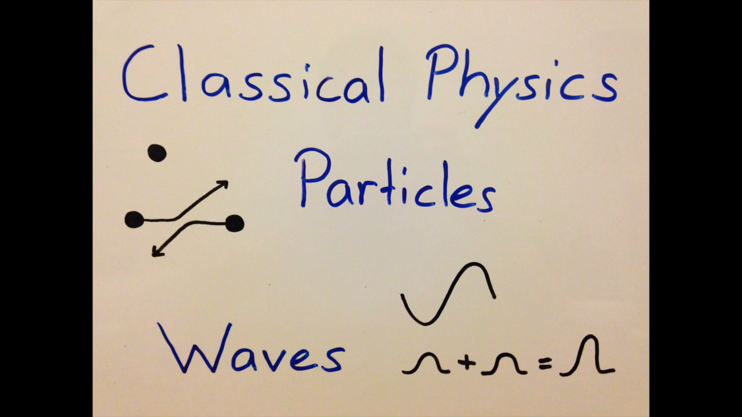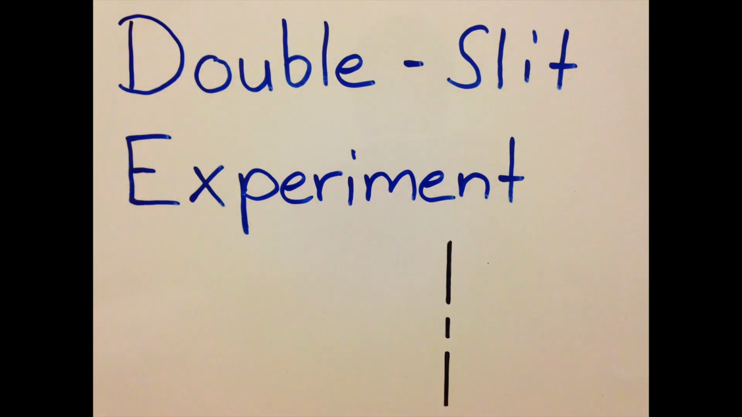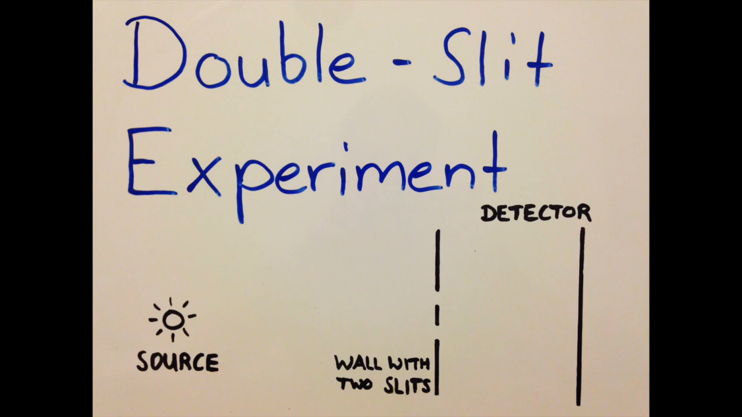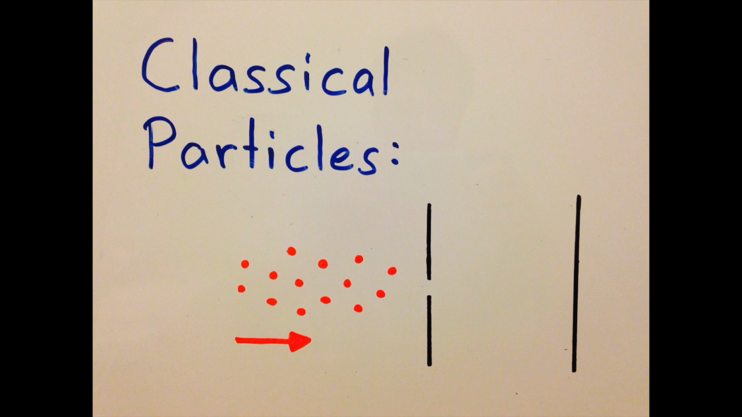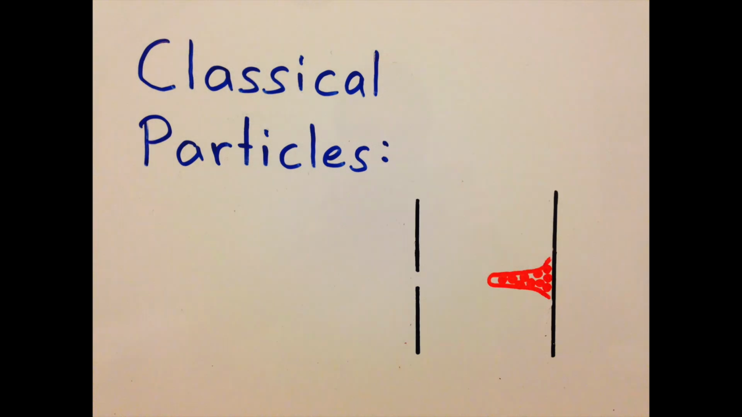To explain wave-particle duality, we shall look at the famous double-slit experiment, which consists of a wall with two narrow slits, placed in between a source of either particles or waves, and a wall that detects where the particles or waves arrive. Let us first look at the simpler case of classical particles incident on a single slit. Some particles are reflected by the wall, and the ones that make it through the slit are detected as a narrow distribution by the detector.